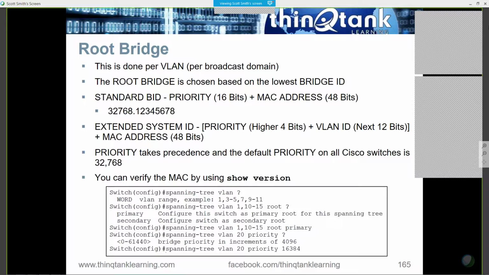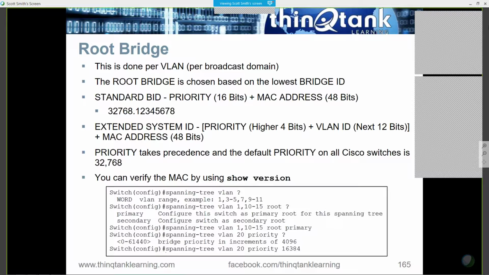So the very first step in spanning tree is to pick your root bridge. You have to pick your root bridge. The root bridge is the anchor point from which every other spanning tree decision is made. So if you don't choose the root bridge correctly, your entire spanning tree calculation is going to be incorrect. How do we choose the root bridge? This is done per VLAN. All of this is based on per VLAN spanning tree. The root bridge is chosen based on the lowest bridge ID. This is one of the first times where the lowest matters, not the highest.